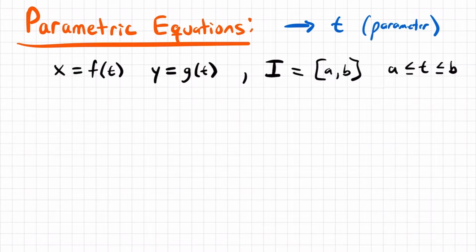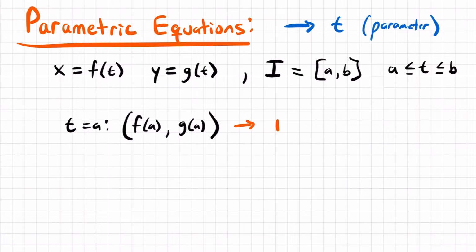And this is where we get our sense of direction from using parametric equations. When we plug a into our parametric equations as our value of t, that is going to give us the starting point for an object, or the starting point for the plane curve. So when t equals a, we will have a coordinate point of f of a, comma, g of a. We get our x coordinate from plugging a into f of t, and that gives us a value of x. And then we get our y coordinate by plugging a into g of t. That gives us our y value. And so this is what we call the initial point.